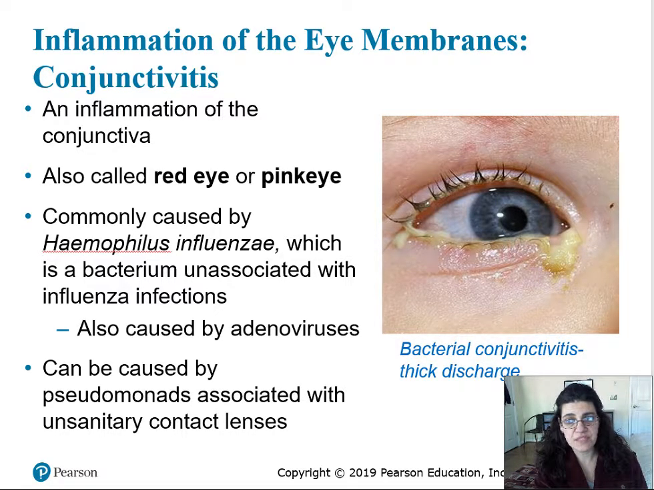remember Haemophilus influenzae has nothing to do with influenza, right? Influenza is a viral disease. Here we're talking about bacterial diseases. Haemophilus influenzae is the same one that can cause meningitis and otitis externa, okay? So Haemophilus influenzae is the main one, but you can also have Staphylococcus aureus, Streptococcus pneumoniae, and Moraxella catarrhalis causing these types of infections.